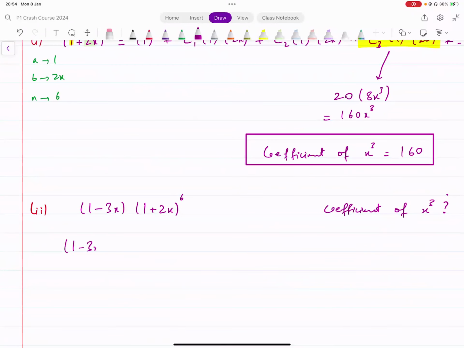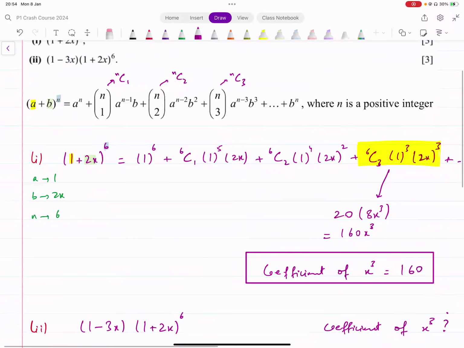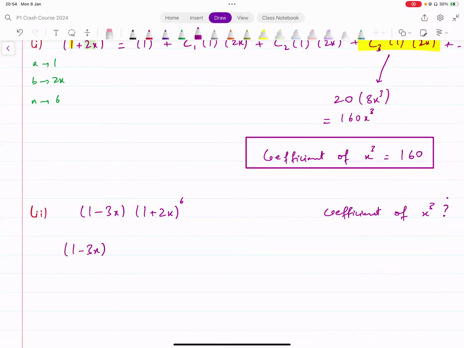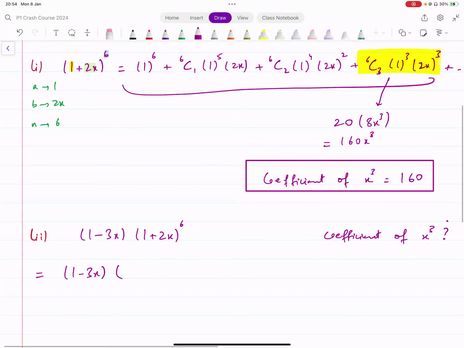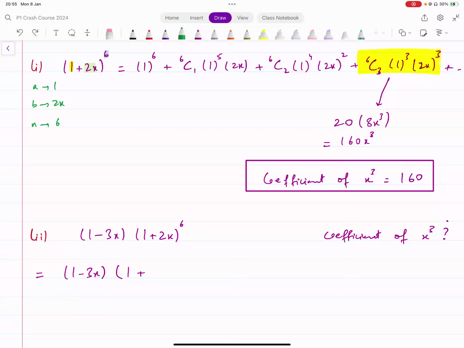Okay, so 1 minus 3x. You have 1 minus 3x here. Multiplied by 1 plus 2x whole raised to power 6. What's 1 plus 2x whole raised to power 6? We've done this here. Just multiply all of that. So let's write all of those terms. 1 plus 6c1 into 2x. You can do that here if you want now. 6c1 is 6 into 2. That's 12. You get 1 plus 12x plus 6c2 is 15. 15 into 2 squared is going to be 60.